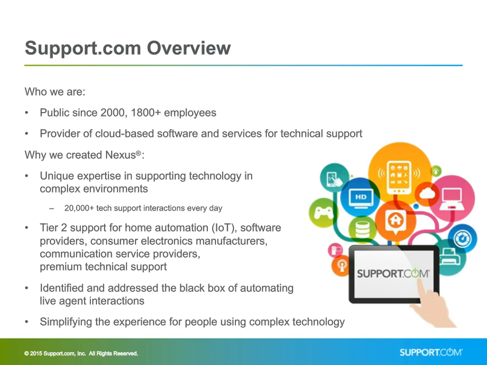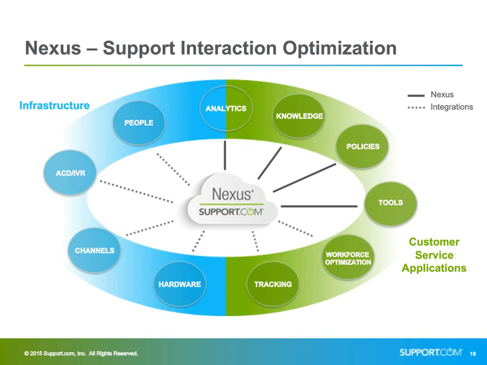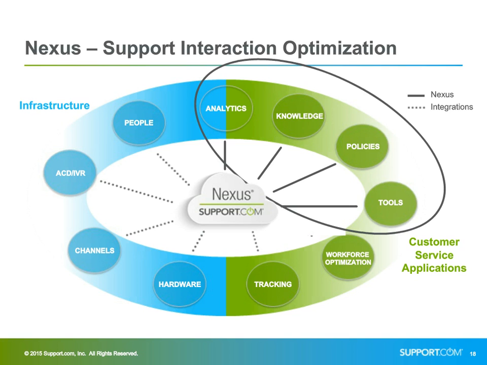So the Nexus product is really very focused on what we call the support interaction optimization problem. So we're not in the business of CRM or ticketing. What we really do is we identified the area around the interaction between a consumer and an agent, that black box, and shed light and visibility on that black box. It's the knowledge, the policies, and the delivery of that knowledge to enhance services that Nexus does.